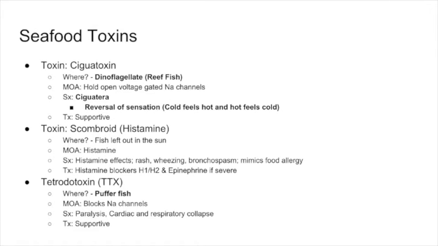Our next group of toxins are seafood toxins, and these are not super high yield, but they have a couple interesting points that I would like to point out. The first toxin is ciguatoxin. It's found in dinoflagellates, which are in reef fish. How it works is that it holds open voltage-gated sodium channels.